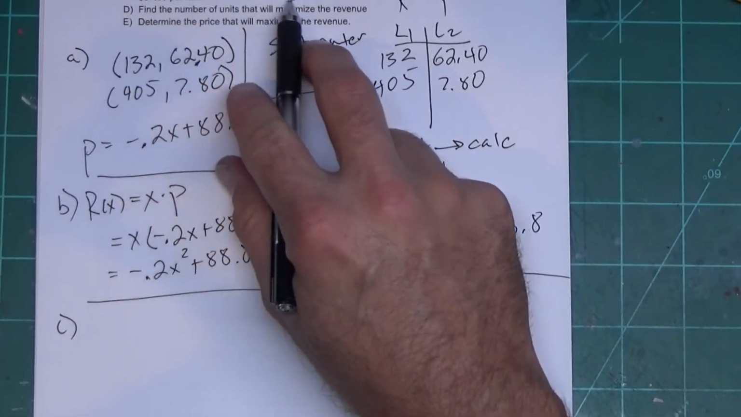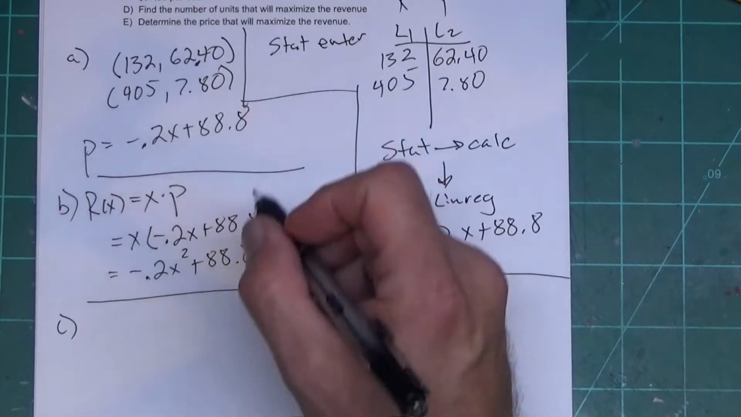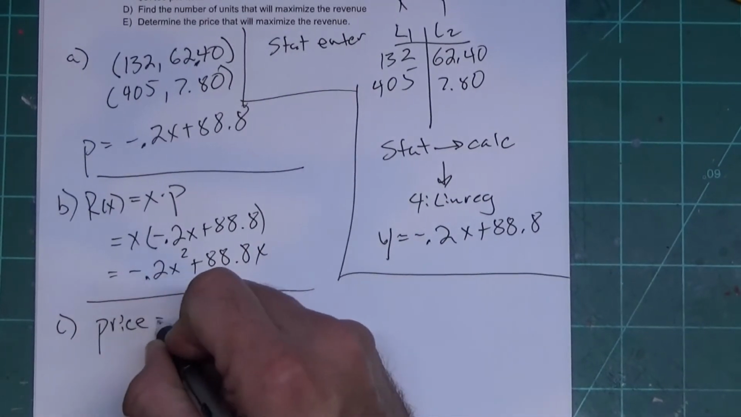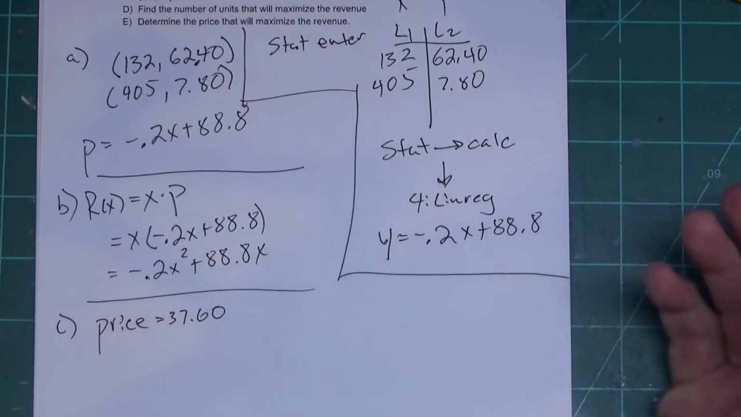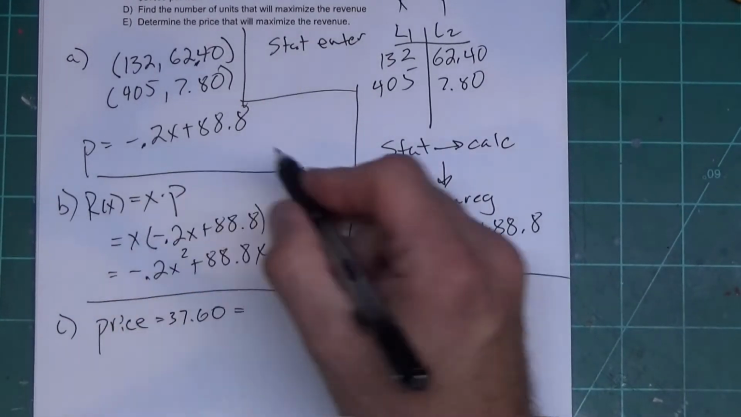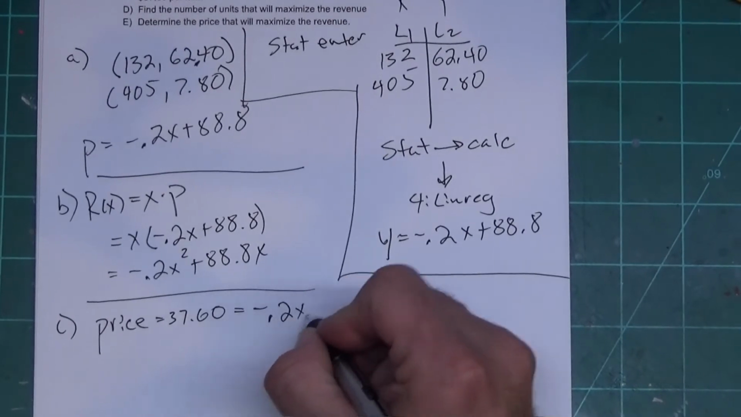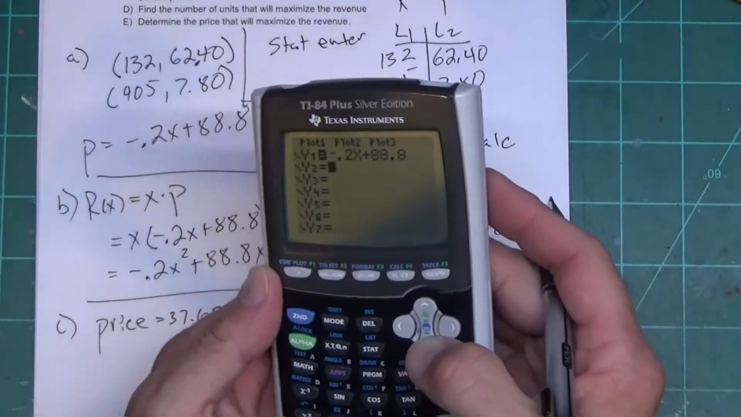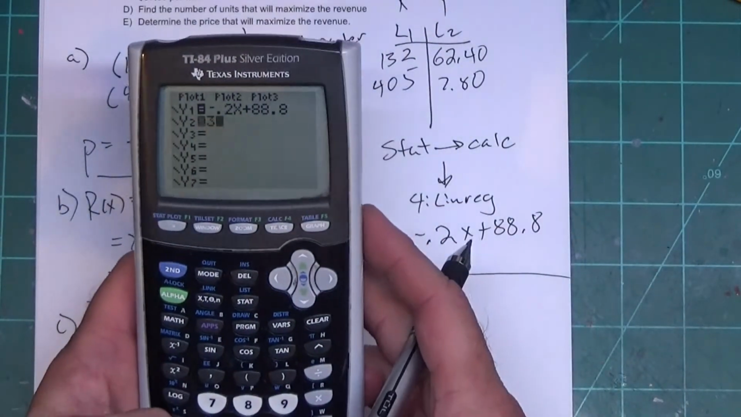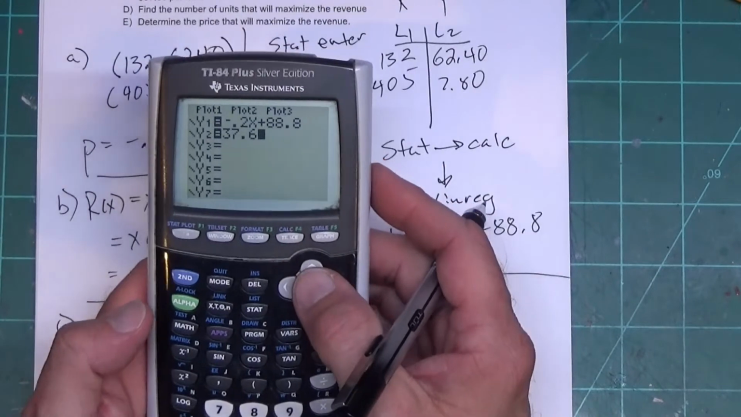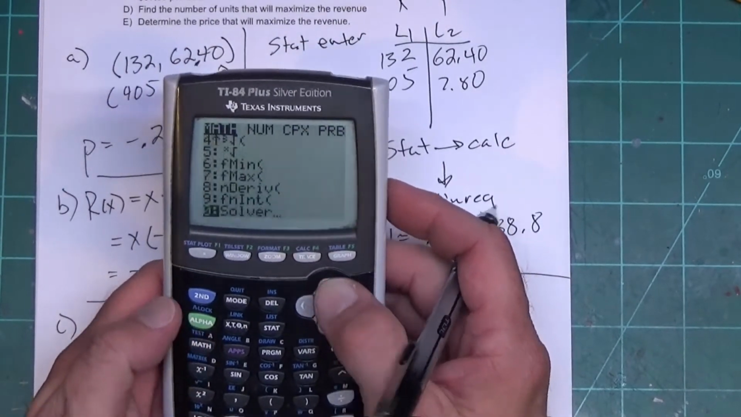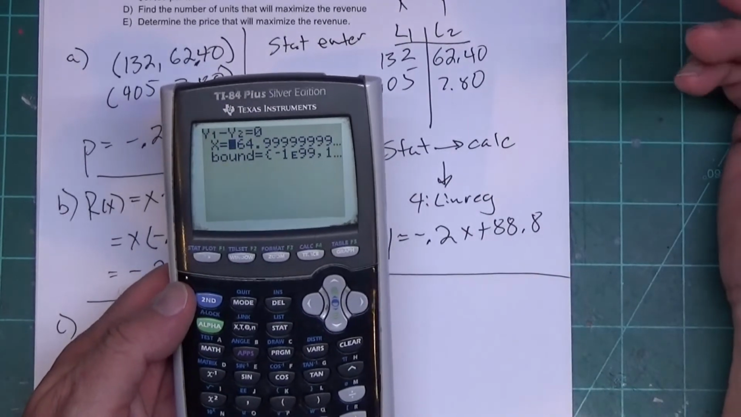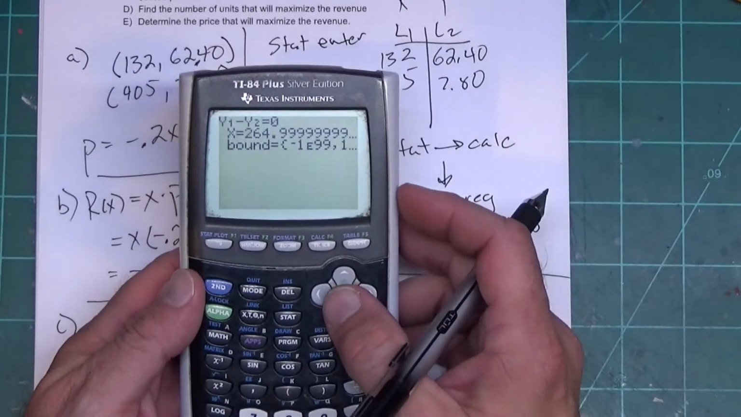Part C, determine the number of units consumers will demand each week when the price is $37.60. So when my price equals 37.60, I want the number demanded. So I'm going to set that equal to my demand equation, negative 0.2x plus 88.8. And then I can just come down here to Y2 and put the 37.6. Okay, then I can press math up, enter. That's the equation solver. Go ahead and watch the video on equation solving. It'll be in the link too.